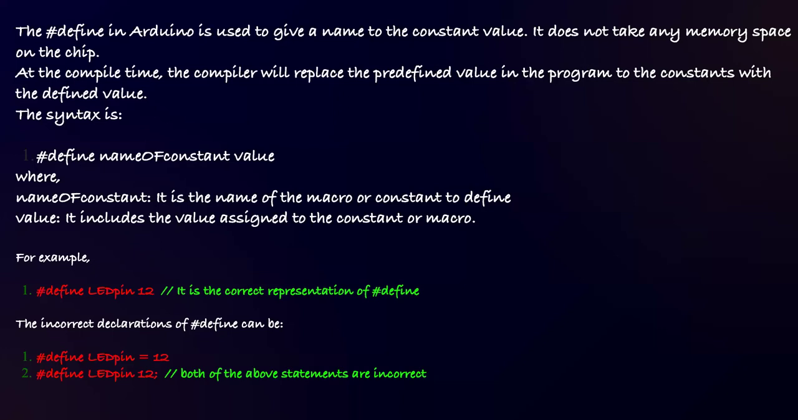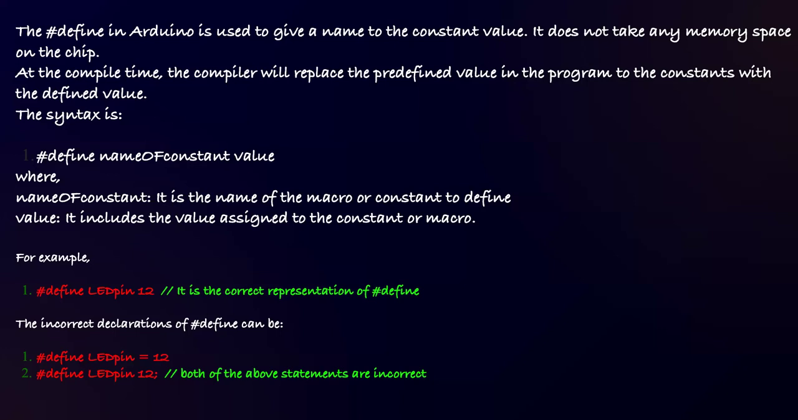Next, the #define in Arduino is used to give a name to the constant value. It does not take any memory space, of course, because it's just like writing a name to it. At compile time, the compiler will basically replace the predefined names in the program with the defined value. That is how it is being used.